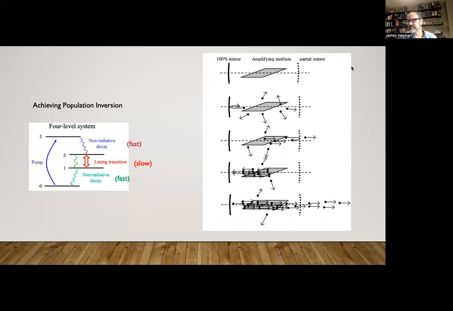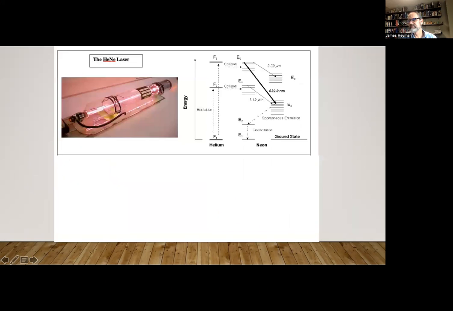Okay, a few moments ago, we talked about achieving population inversion in a 4-level system, like this one here. Now, let's take a look at the helium neon laser. So here's a helium neon laser with the cover taken off. It's called a helium neon because the gas inside of the laser is a mixture of helium and neon. An electric current is passed through the gas, which makes it fluoresce and which excites the atoms.